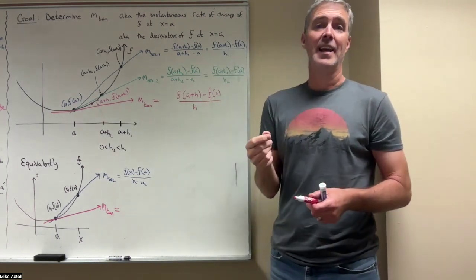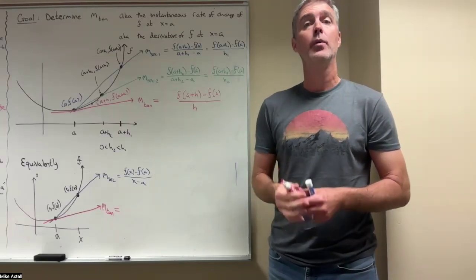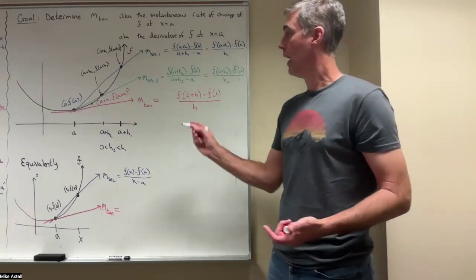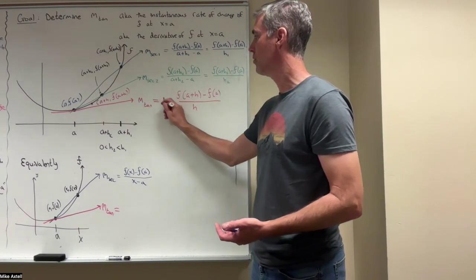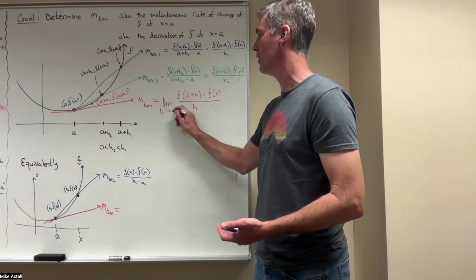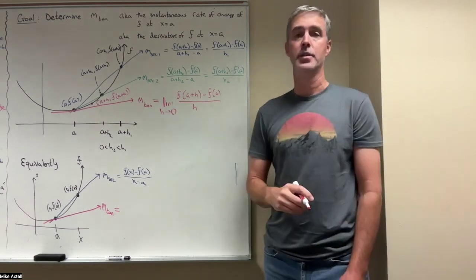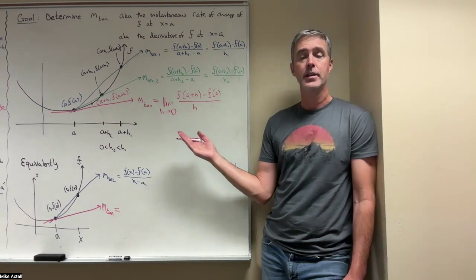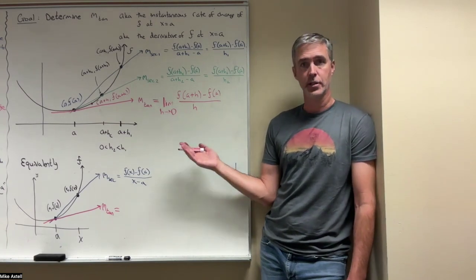Now, I'd like to let h go really, really small, and we now have a mechanism of doing that. I'm simply going to tack on a limit. I'm going to let h get really small. I'm going to let h go to 0. And that is going to be the slope of our tangent line.